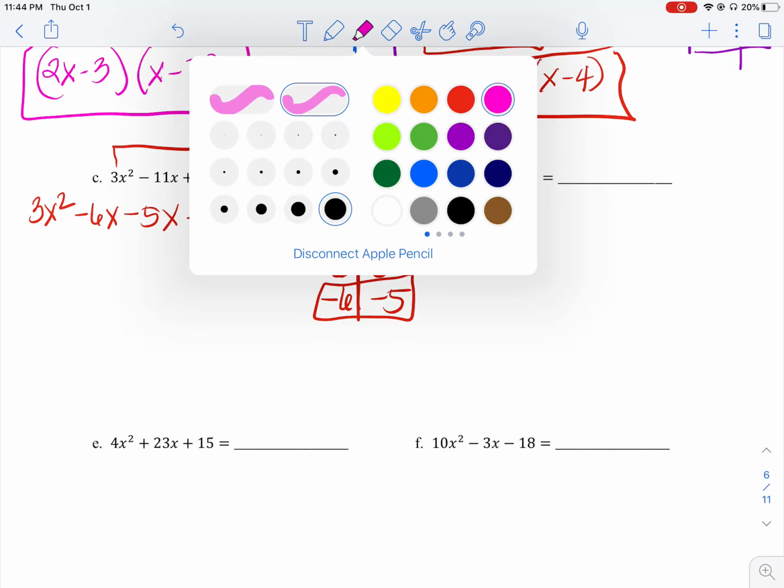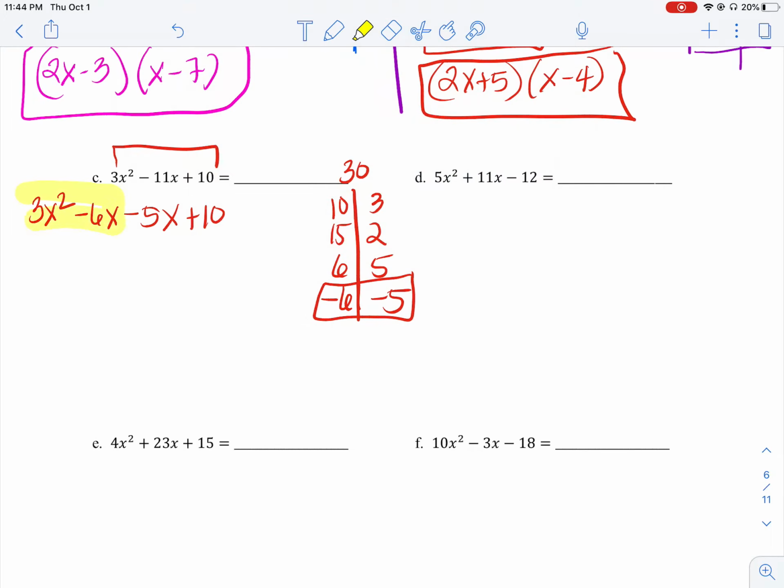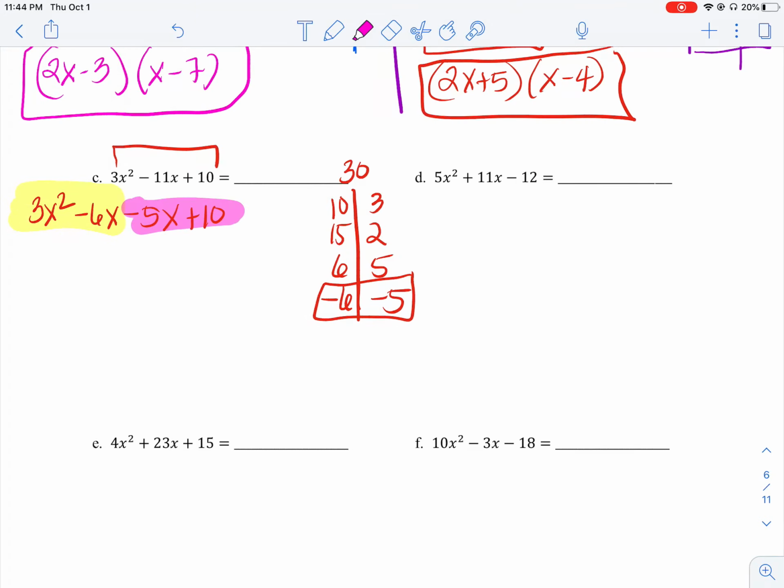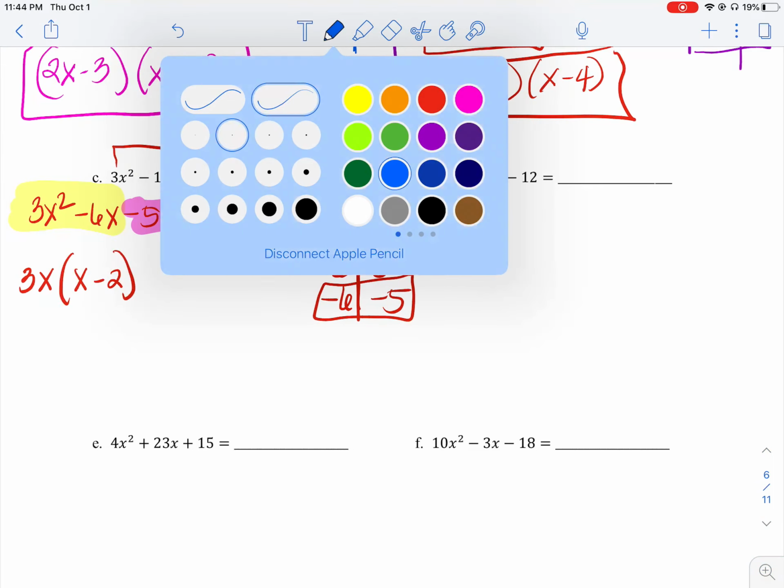And again, we will factor by group. So factor this and then factor this. What is common between 3x squared and negative 6x? We have a 3x in common. What is that? x minus 2. Let's verify. 3x times x is 3x squared. Negative 2 times 3x is a negative 6x. So that is perfectly fine.